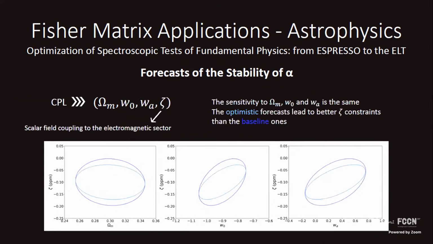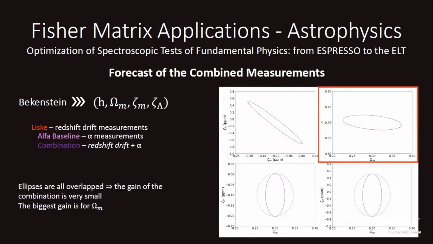And right now for CPL, we have the zeta parameter, which corresponds to the scalar field coupling to the electromagnetic sector. And we have the same colors as the previous slides. So the sensitivity to omega m, the W0 and WA is the same for the two forecasts, the optimistic and the baseline ones. But as we predict, the optimistic forecasts lead us to better zeta constraints than the baseline ones. So I also combined the measurements, the redshift drift and the alpha measurements.